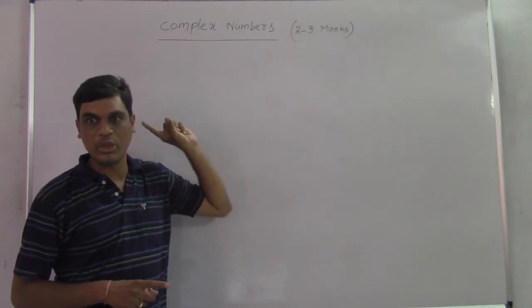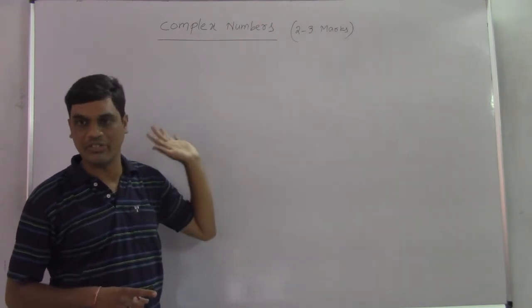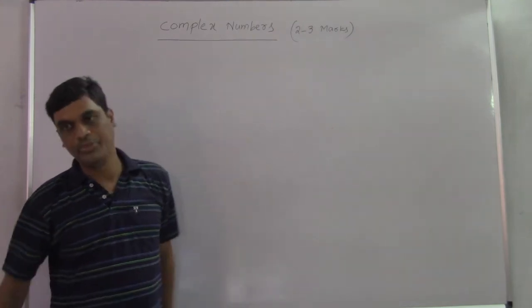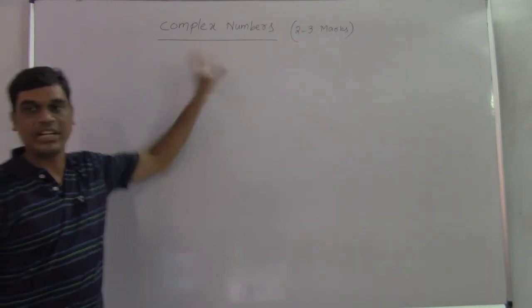Again, this comes under trigonometry only. In trigonometry, the topics you left out are complex numbers and hyperbolic functions. If you complete these two, you have completed complete trigonometry topics. So take out complex numbers, weightage is 2 to 3 marks.